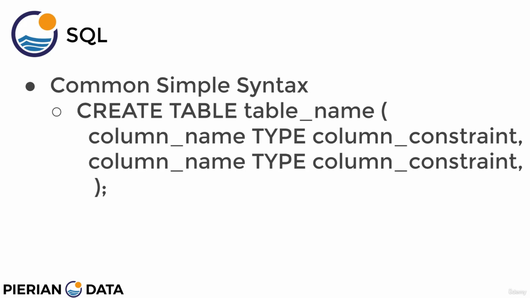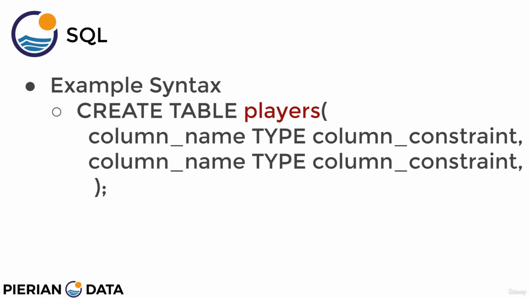So we're going to follow along right now for this lecture with what I'm going to call common simple syntax, which is just creating the table and then adding in your columns. Let's work through a very quick example, and then we'll go over to pgAdmin and actually code it out. So for an example syntax, you would keep create table, those keywords don't change, and then you decide on a table name. So let's go ahead and make up a players table.